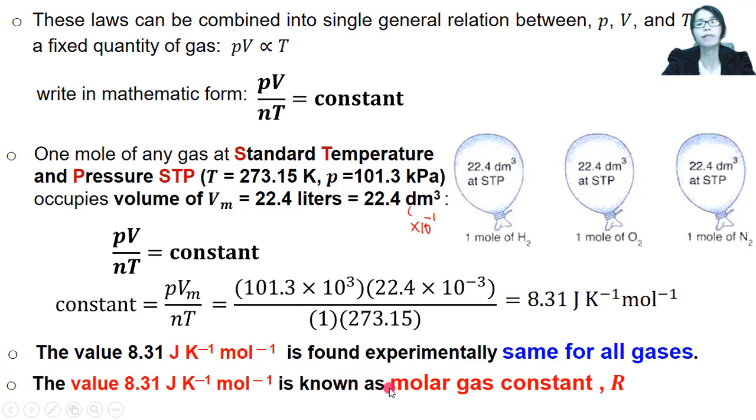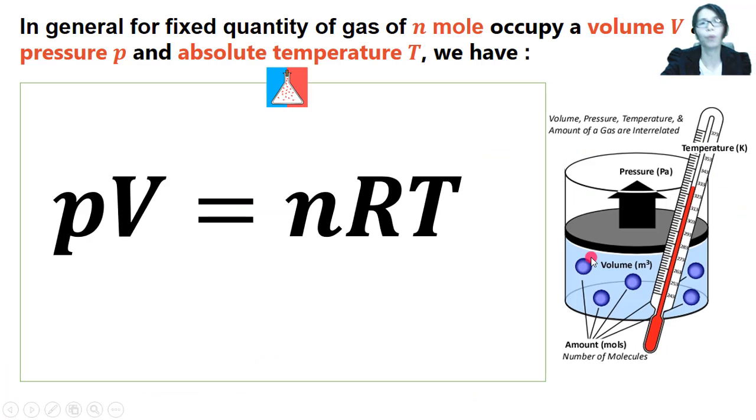So we call this value the molar gas constant. We denote it by capital R. Okay, so no need to memorize the value, it will be given in the list of constants. So this constant is represented by R, and we call it the molar gas constant. The value is 8.31 joule per Kelvin per mole.